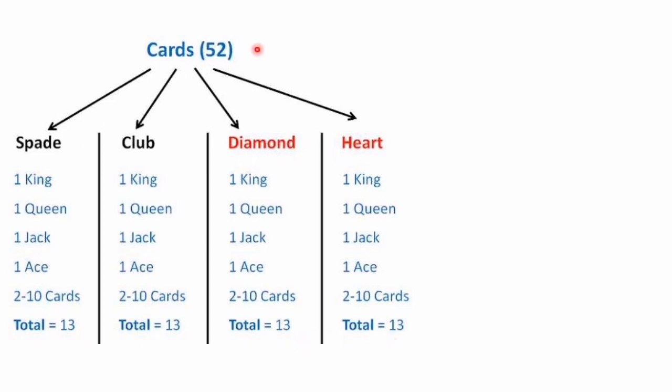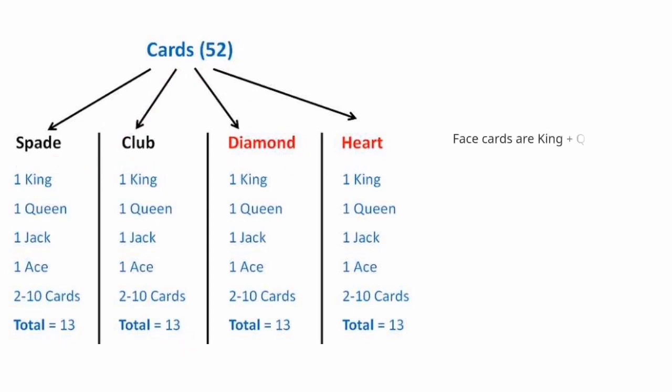So in general, the total number of cards in a deck is 52, and it is categorized into 26 black and 26 red, and in each category there are 13 cards.